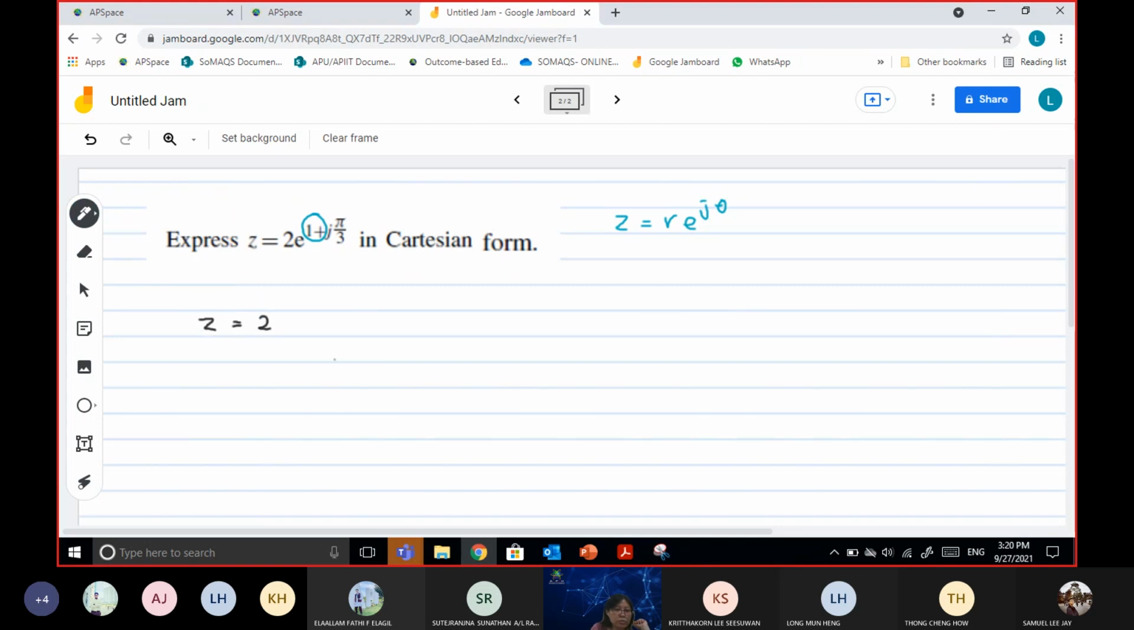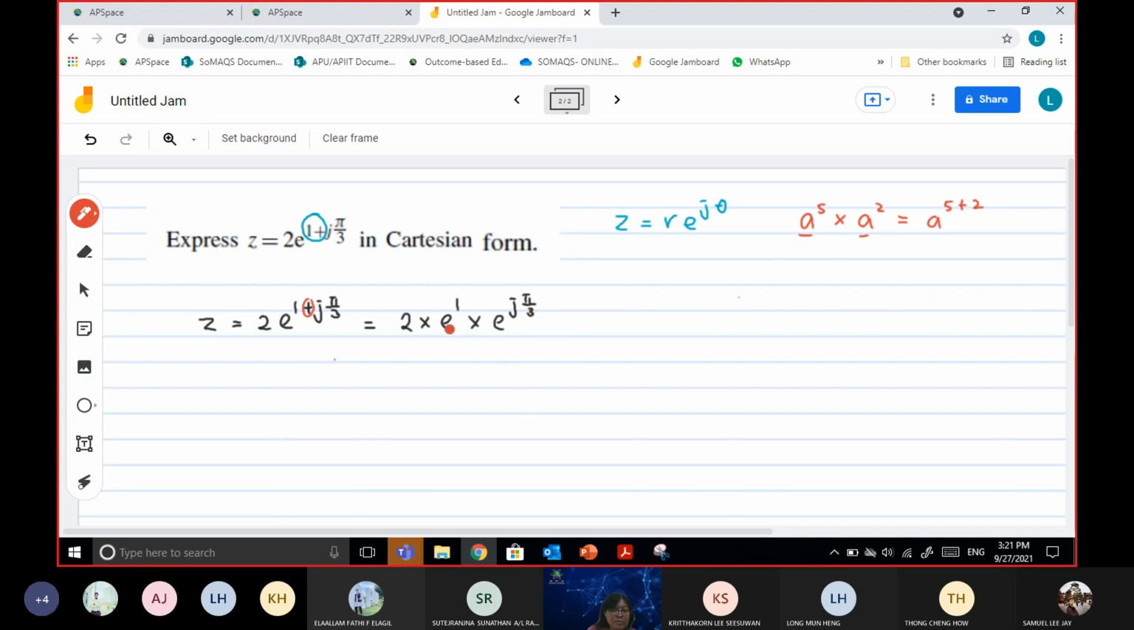So z equals 2e to the power of 1 plus j pi over 3. Then you need to rewrite it as 2 times e to the power of 1 times e to the power of j pi over 3. Remember the exponential rules: if I have a to the power of 5 times a to the power of 2, when the base is the same, it is actually a to the power of 5 plus 2. So now you have a plus, right? That means I can write it as e to the power of 1 times e to the power of j pi over 3.